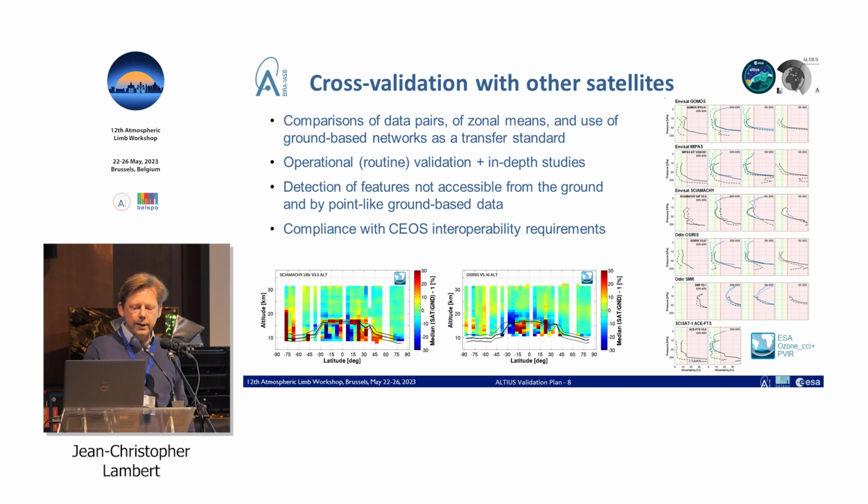Cross-validation with other satellites is, of course, a must-do. We intend to do the classical things: a comparison of data pairs, zonal means, use of ground-based networks as a transfer standard, operational and in-depth, so offline, and also check the interoperability requirements, whether we are compliant with the CEOS requirements for interoperability of the constellations.